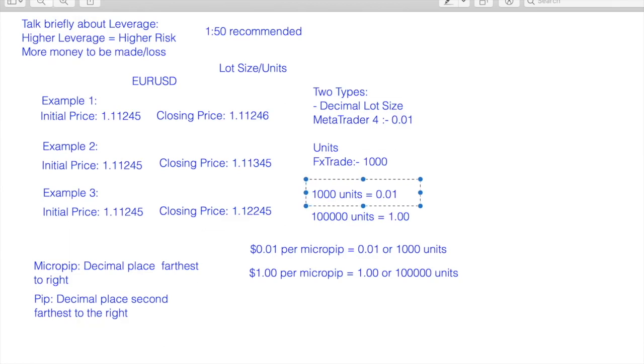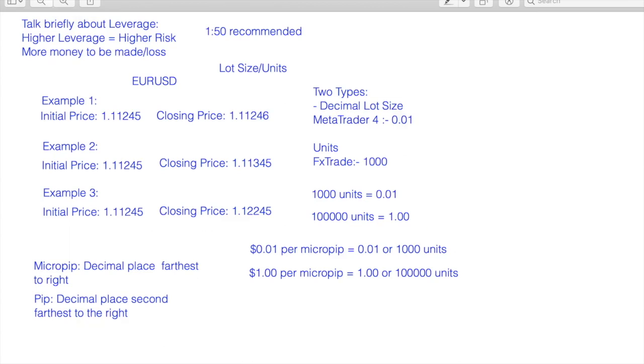The way you calculate this is that you just take the amount of units you have and divide it by 100,000. So 1,000 divided by 100,000 will give you 0.01. So they're actually equal. This will make you the same amount of money with the same initial investment. And just to scale up, 100,000 units divided by 100,000 is going to give you 1.00 decimal lots. So that's just explaining that.